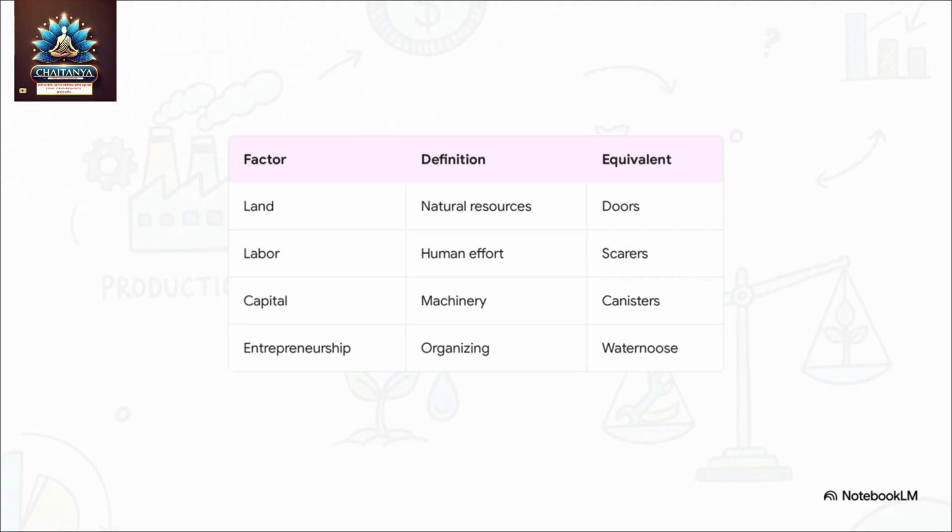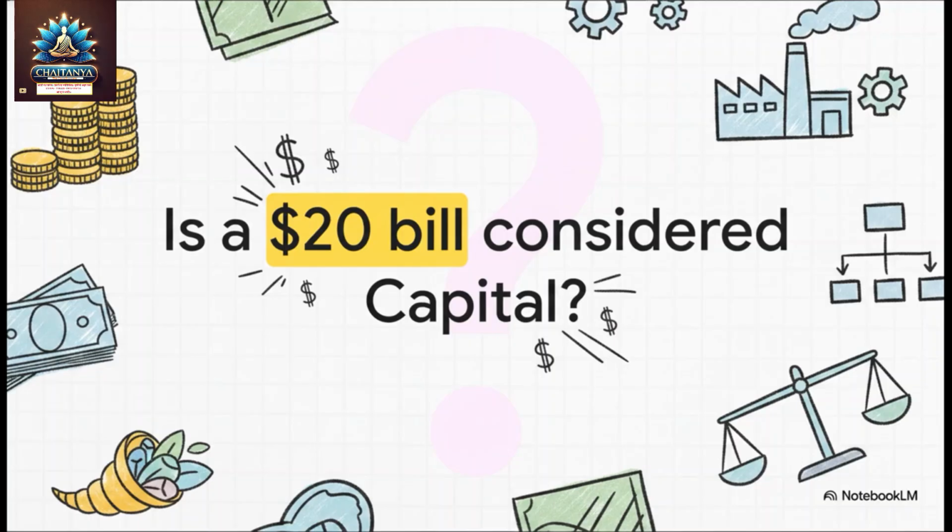Third is capital, meaning machinery and tools. This includes the physical factory building itself and those yellow screen canisters they use to store the energy. And finally, entrepreneurship, the organizing and risk-taking. That's Mr. Waternoose, the CEO, who combines those other 3 limited factors to try and generate a profit for the whole shebang.